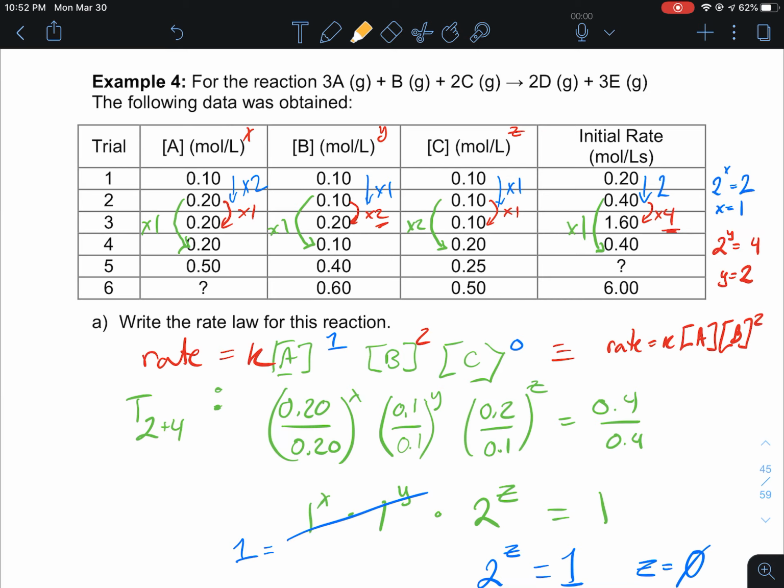If we then compare this setup here, these 2 are constant, but there's a doubling here and a quadrupling there. So that means that this doubling leads to this quadrupling. So the order must be 2 with respect to B.